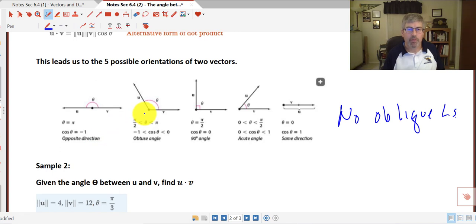A second possibility is we could have an obtuse angle.